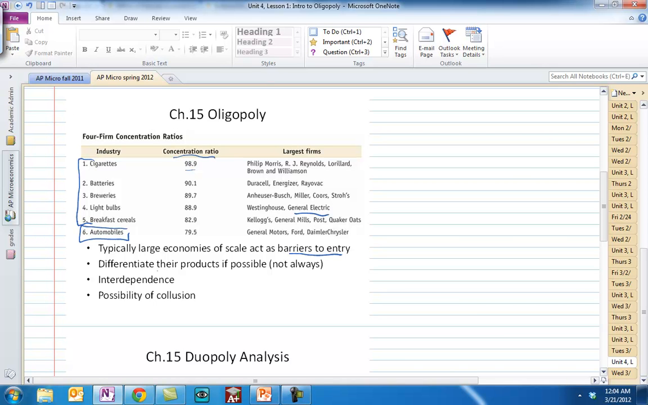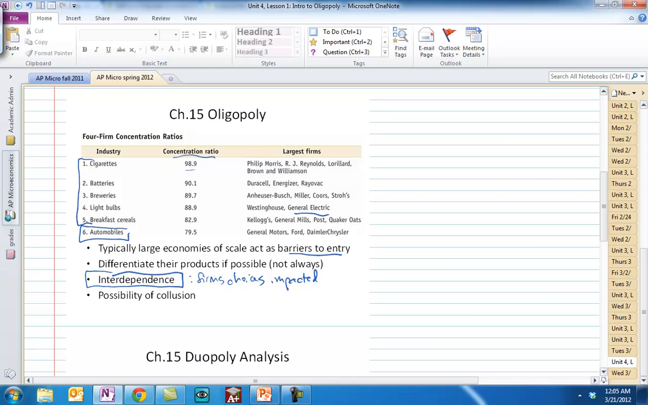So we talked about how typically in oligopoly industries you'll see them differentiate their products if they can, though it's not always possible. You can still have an oligopoly without it. And here's the term that the AP test likes to use: interdependence. The oligopoly industries are characterized by interdependence, which means that firms have to decide their behavior based on the behavior of others. So firms' choices are impacted by each other, highly impacted by each other.